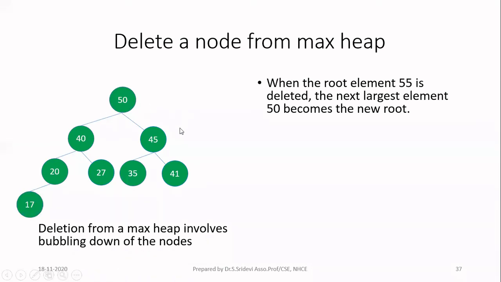And after the deletion of the root node is over, what you can comment about the newly created max heap is, when the root element 55 is deleted, the next largest element 50 becomes the new root. So here, now the new root is 50. If you look at the remaining elements of this max heap, 50 is the largest element as of now. So you can say that in every deletion, the next largest element will become the new root node. So this is the beauty of the max heap.